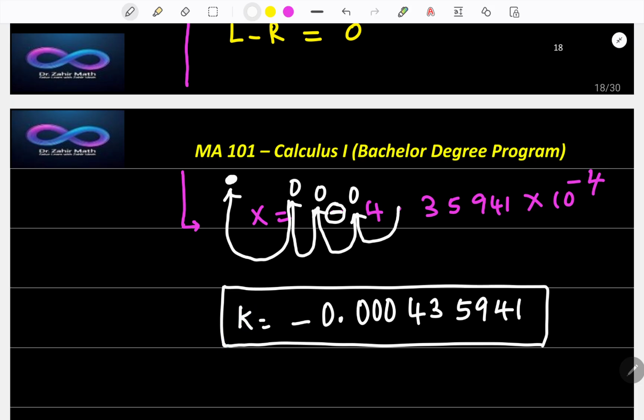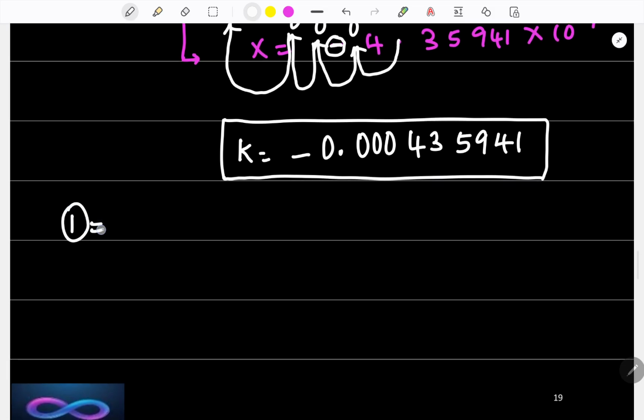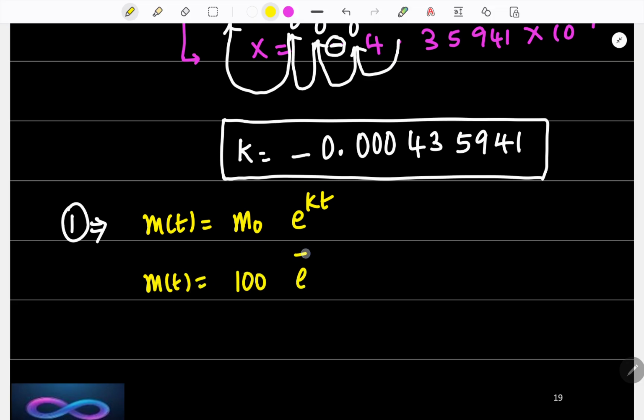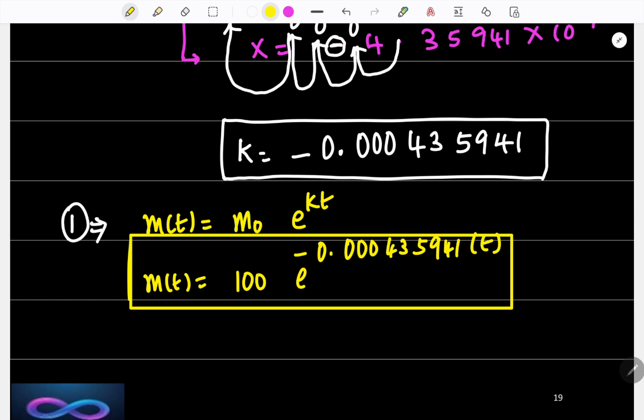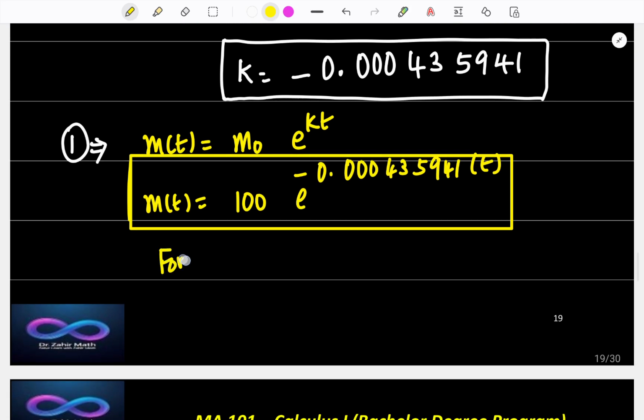Clear, all of you? Right. So what happened to equation 1? Equation 1 takes the form m of t is equal to m naught e power kt. So m of t is equal to m naught, which is 100, e power minus 0.00043591 times t. So this is the model of the equation. Actually, they asked me a question. What is the question they asked? Find a formula for the mass of the sample. So this is the formula for the mass of the sample.